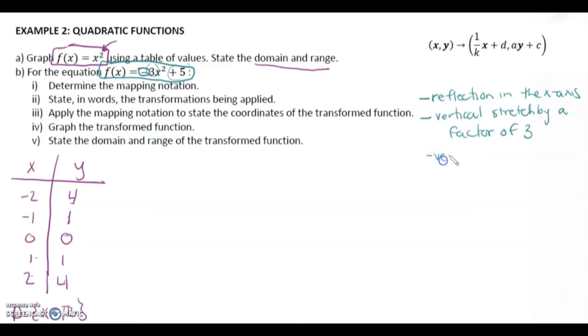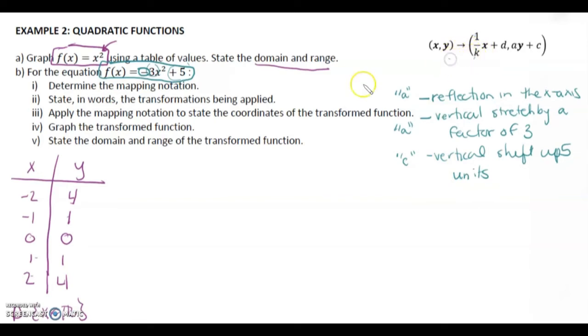So we can say vertical shift. I'm using the word shift now. Up 5 units. Let's think about the values that we have. Reflection in the x-axis affects our a value, and so does the vertical stretch. And a shift up and down affects the c value. A and c are generally the transformations that we use on the linear and the quadratic functions.